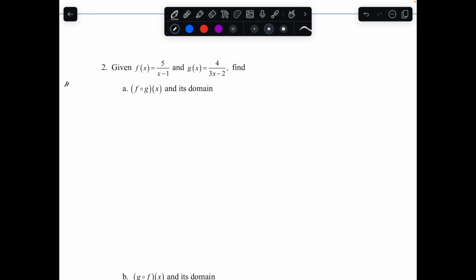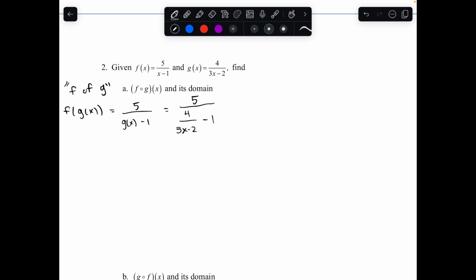So, just as a reminder, we have f of g. So, I want f with g of x as my input. Now, I'm going to put g of x anywhere I see an x in my equation for f. So, this is going to be equal to 5 divided by g of x minus 1. But I know what g of x is equal to. G of x is equal to 4 over 3x minus 2, so I can plug that in appropriately. So I'll have 5 divided by 4 divided by 3x minus 2, and then that whole thing minus 1.